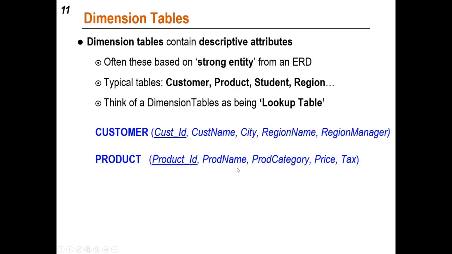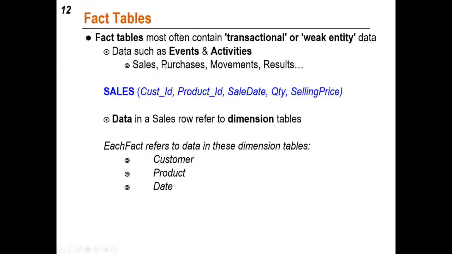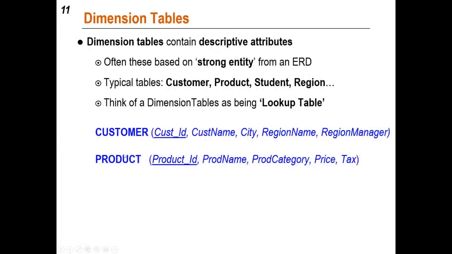And then we have the fact table. As I mentioned before, they contain more transactional or weak entity kind of data. So events, activities, purchases, results, etc., all these are contained in the fact table. Now remember, the fact table also has several columns. The more important thing is that the fact table has foreign keys. These foreign keys are pointing towards the dimension tables.